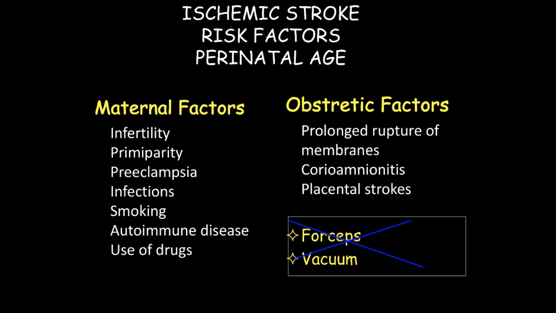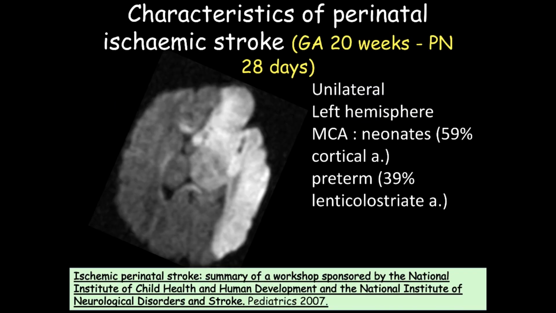Why is it important to know the risks? Because the goal is to prevent the risk. Some maternal risks may not be prevented, like preeclampsia or primiparity, but we can speak with the mother and avoid smoking or drug assumption.